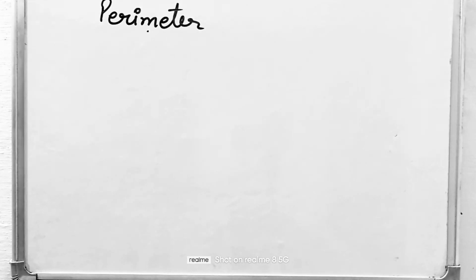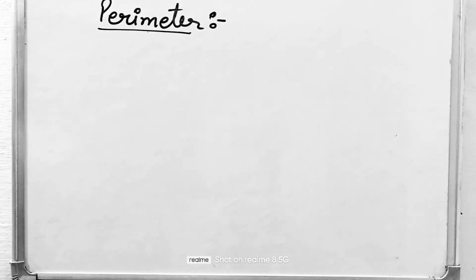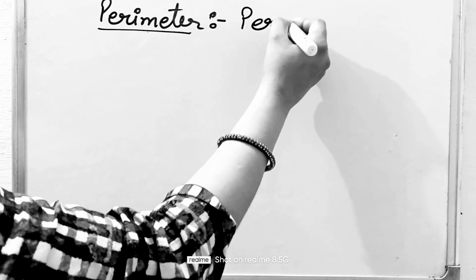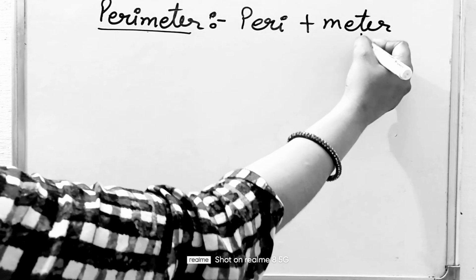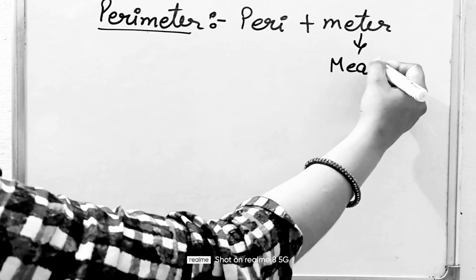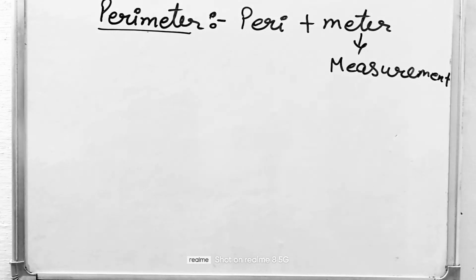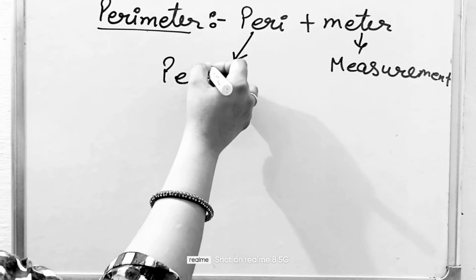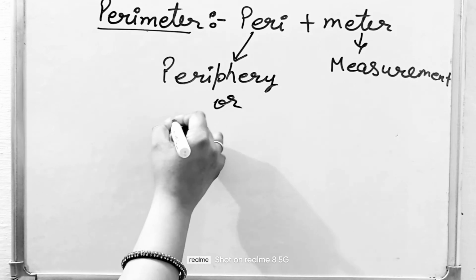Now what is perimeter? As the name suggests, this word is made by the combination of two words, that is peri plus meter. Now meter is the measurement of anything. Meter means measurement and peri means periphery, or you can say outer boundary.